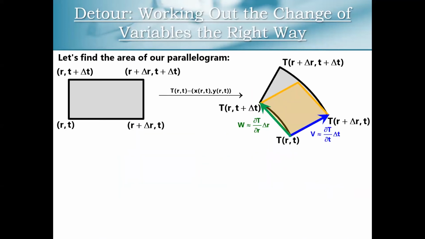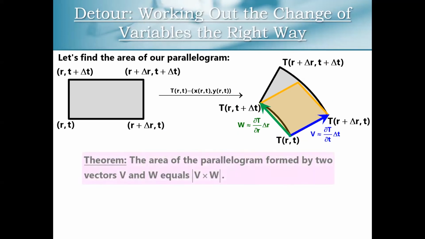All right, so now that we have that fact, we are motivated to say, oh, we're very interested in this orange parallelogram now. If we could find the area of the orange parallelogram for small enough delta R and delta T, that's going to do a very good job of telling us how much area we have in XY space after our transformation, after our mapping. So luckily, we have a way of computing the area of a parallelogram that's spanned by two vectors. And that theorem is as follows.